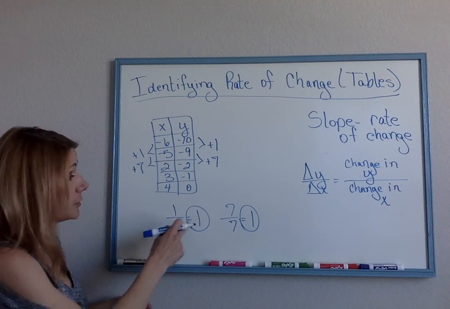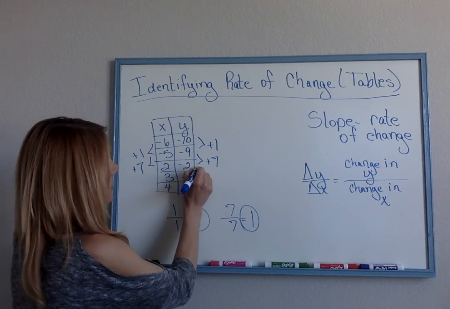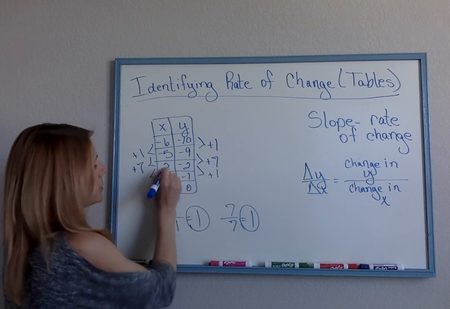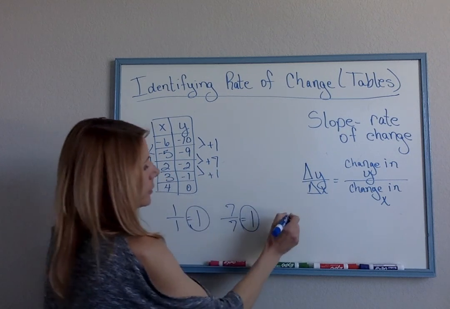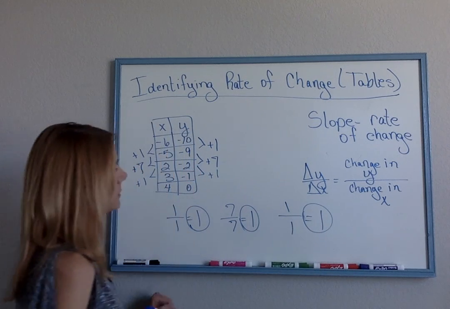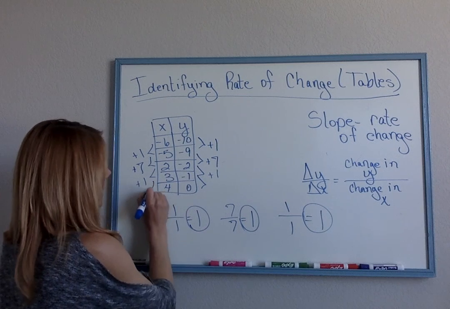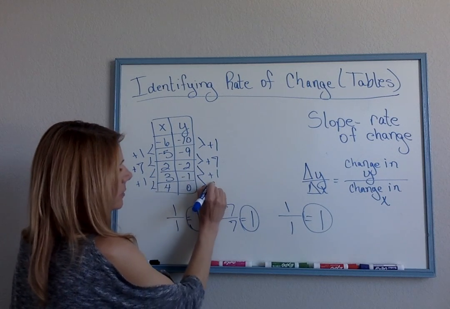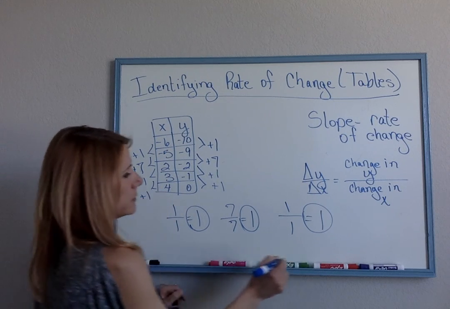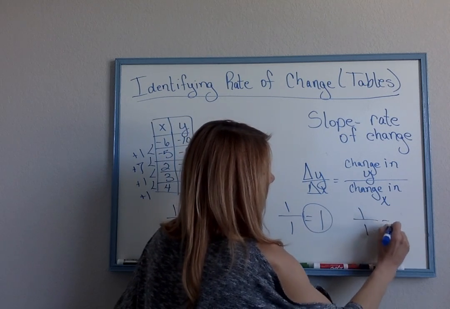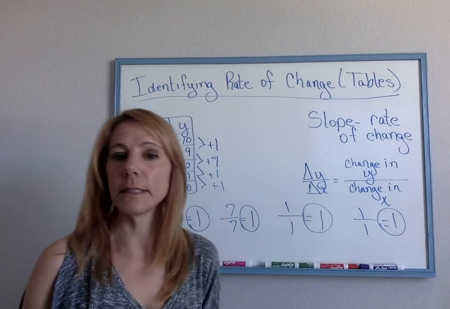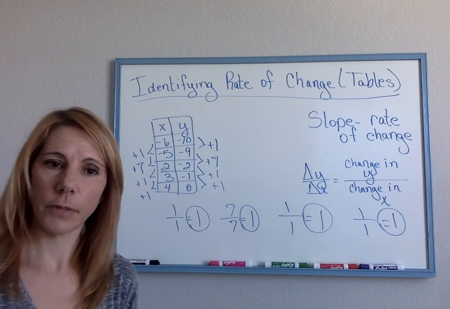Yeah, it should be 1. Let's make sure it works. Okay, -2 to -1, I add 1. 2 to 3, I add 1. So, there's our magic number of 1 again. Last but not least, -1 to 0, I'm adding 1. And 3 to 4, I'm adding 1. So there's my final 1. So every single time I get the same rate of change. Okay?